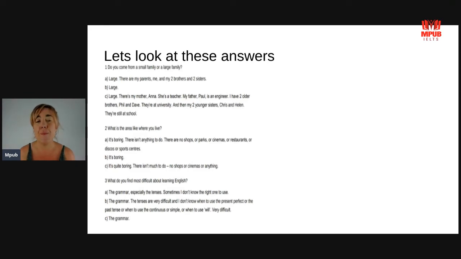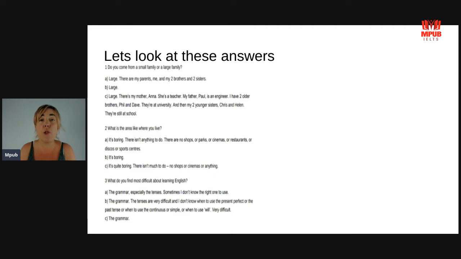B, again, is just one phrase. It's boring. The examiner doesn't know if you know how to make sentences more difficult. A is a list. You're just showing the examiner you can list. There are no shops or parks or cinemas or restaurants or discos or sports centres. But C is perfect. It's quite boring, so you're showing the examiner you know how to say very, quite, a little. And then you're also giving some examples. There isn't much to do. No shops or cinemas or anything. Okay?